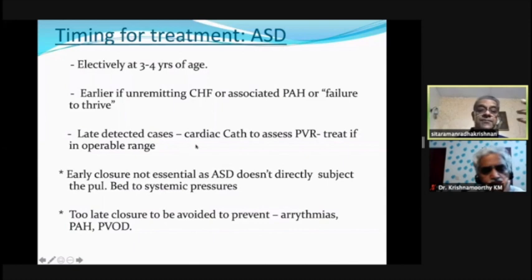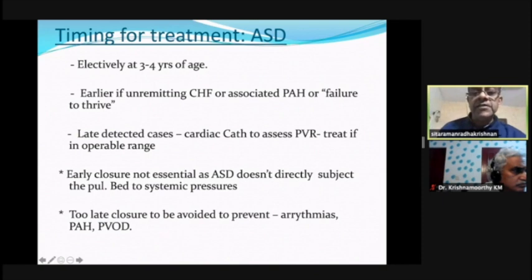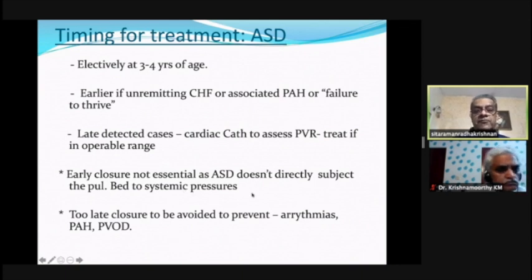Of course, when you detect them late, as I said, you need to have a cardiac catheterization to assess pulmonary vascular resistance, and one should treat it if it is in the operable range. I'm not going into the details. But remember that early closure, when I say early closure, I mean before 1 year of age, is not essential as atrial septal defect does not directly subject the pulmonary bed to systemic pressures. However, too late closures have to be avoided in order to prevent arrhythmias, PAH, and pulmonary vascular obstructive disease.